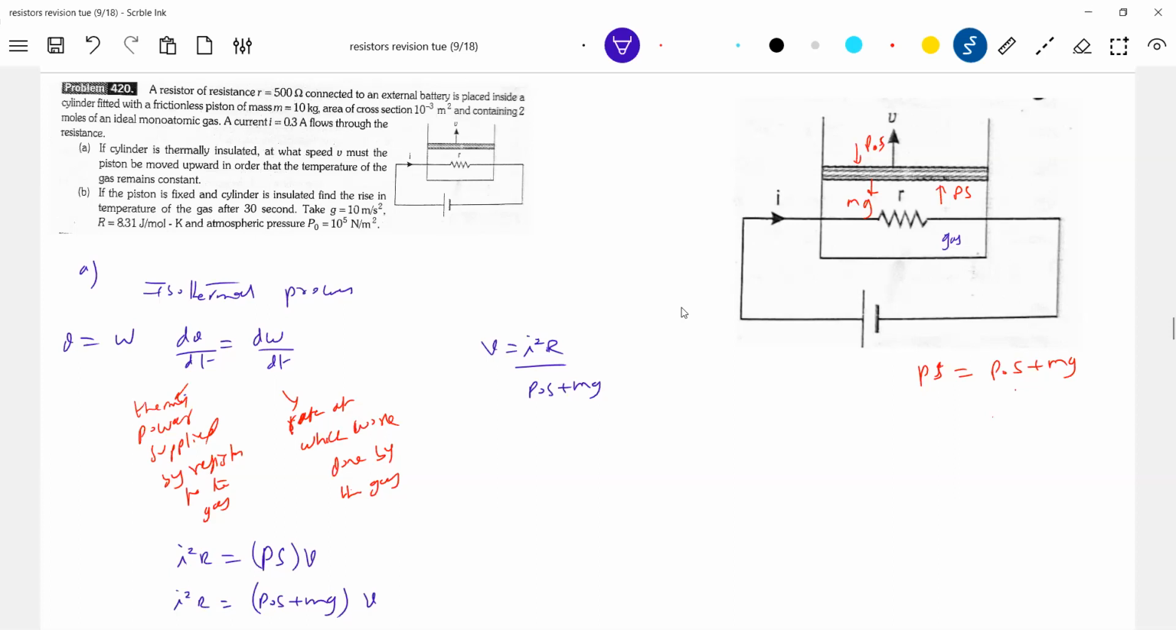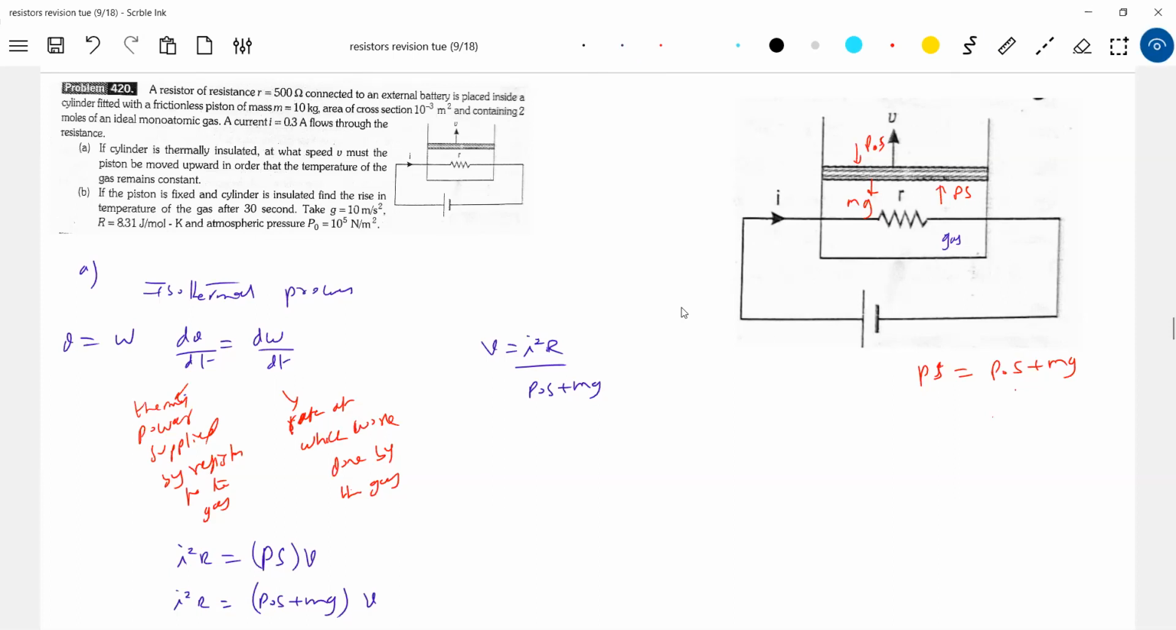Sir, volume is changing, pressure is constant, temperature is constant, and number of moles is constant, sir. How is it possible? An isothermal process cannot happen. Also, pressure is constant only, sir.